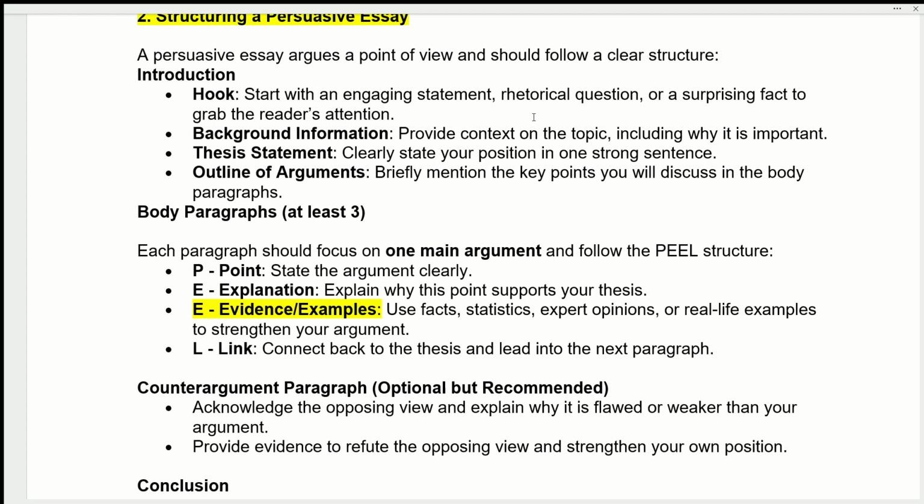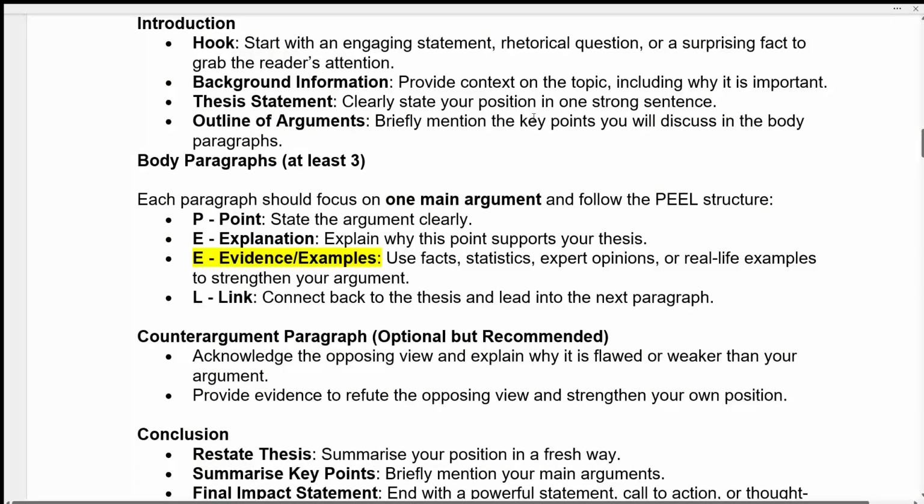Then the last sentence is going to be a link. It's going to connect back to the thesis and lead into the paragraph that you're going to be doing next. You can include an optional paragraph as well. This is the 4th paragraph, what we call a counter argument paragraph. You acknowledge the opposing view and explain why it is flawed or weaker than your argument. You can provide a bit of evidence to refute the opposing view and strengthen your position in this case as well.